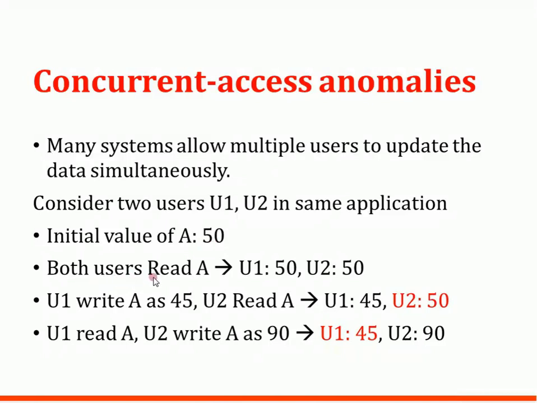When both users U1 and U2 are reading the data, there is no issue. Both of them will have the same data, 50 for this particular data item. And if one particular user is writing and at the same time the other person is reading, they'll have different data accessed. So this is the case where user U1 is writing 45 and user U2 is reading the same data A, which is 50. So this is inconsistent. Similarly, when user U1 is reading the data 45, another user has written 90, where there is an inconsistency.